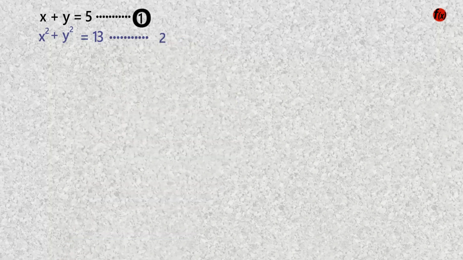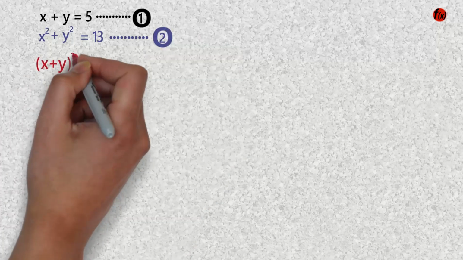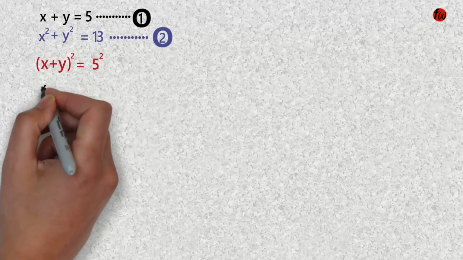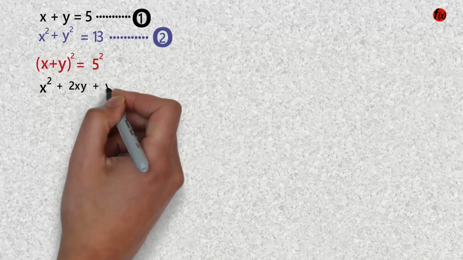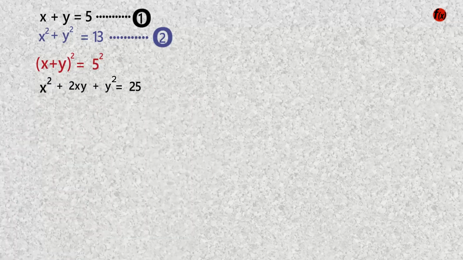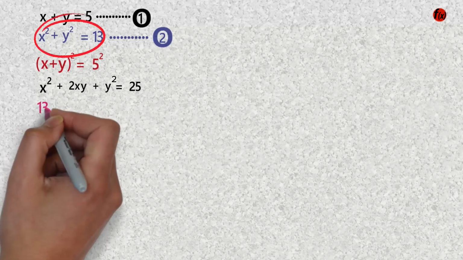First, let's square the first equation. (x + y)² = 5², so x² + 2xy + y² = 25. Now, we can substitute the second equation into this equation.